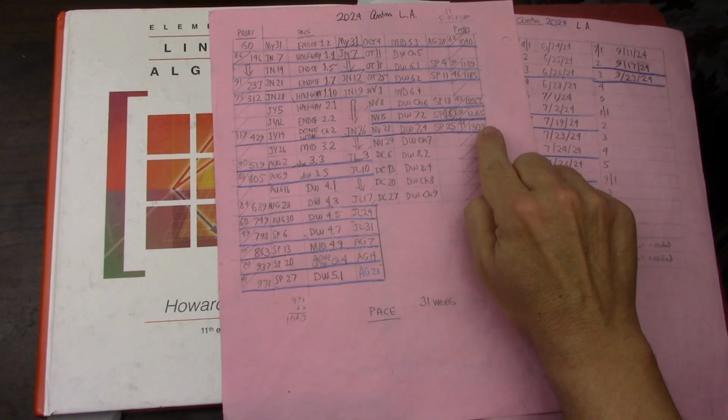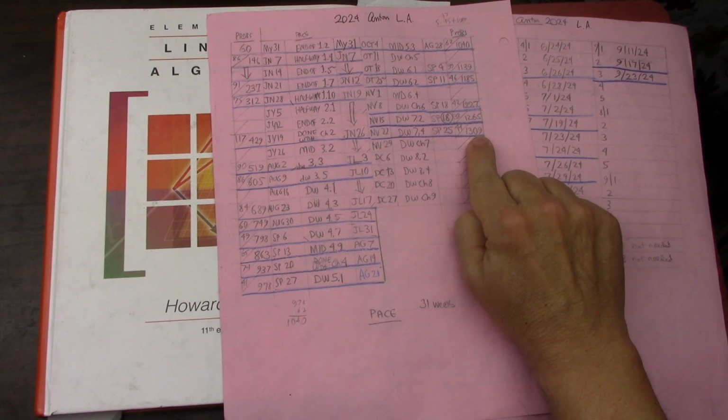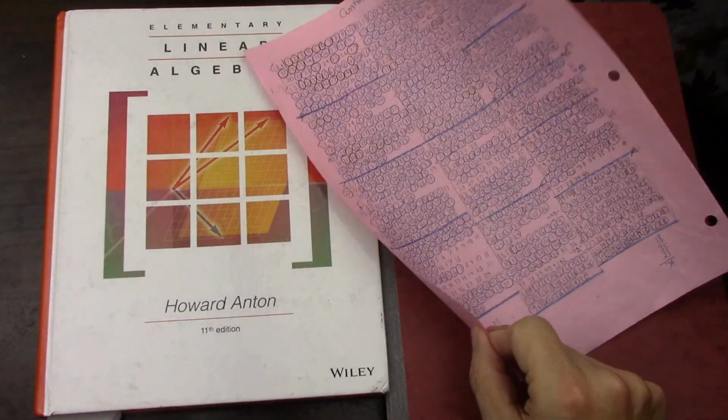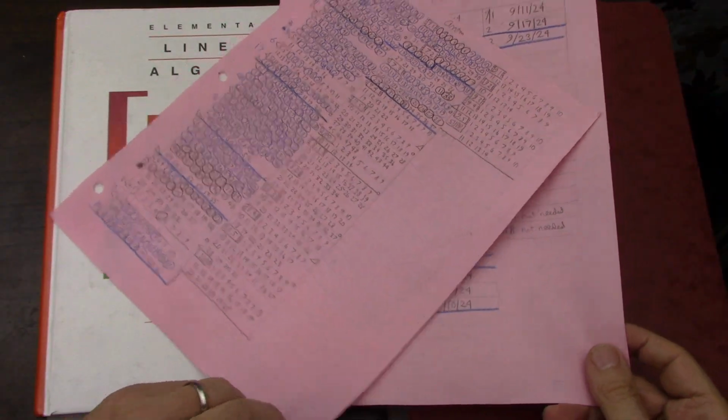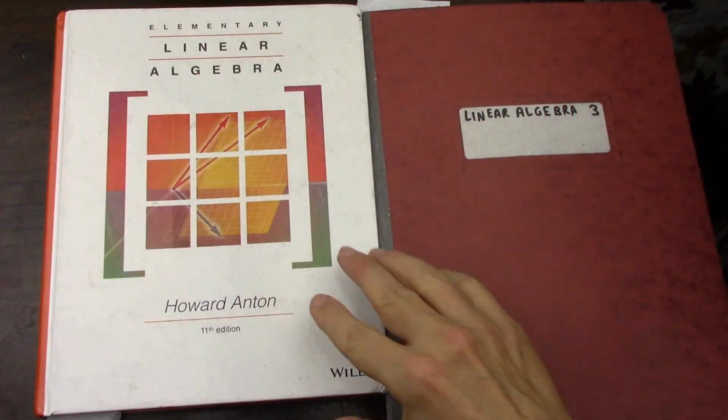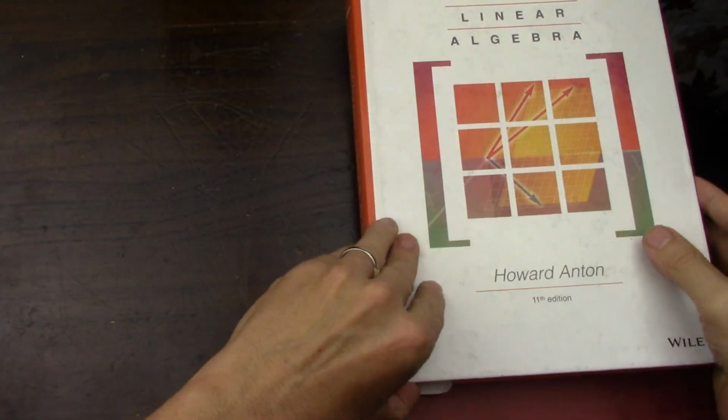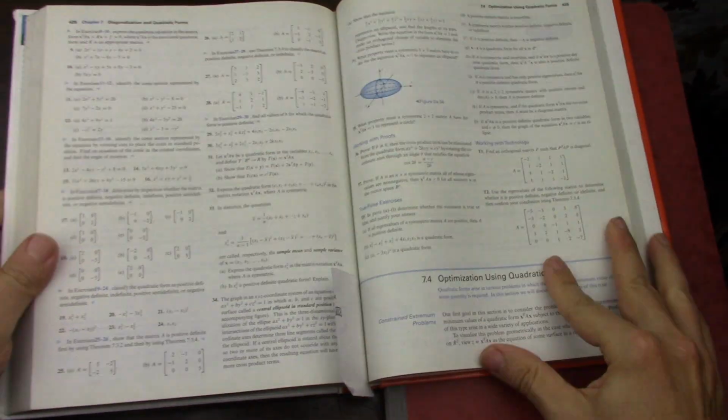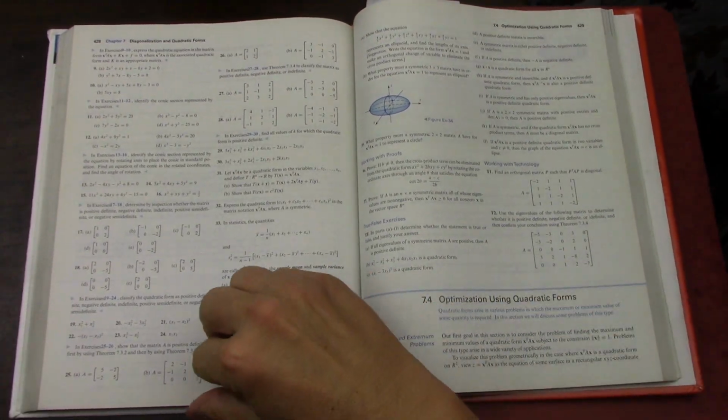I did 44 more problems. I'm down to 1,309 total problems attempted. I think that's all there is in those. This section 7.3 has been a lot of fun. It's quadratic forms.